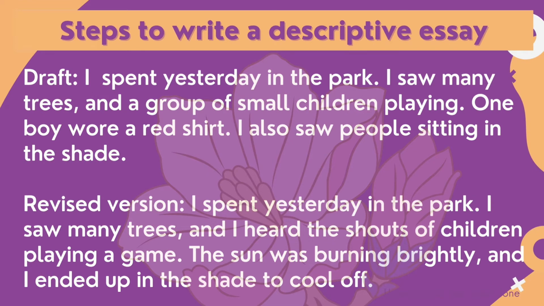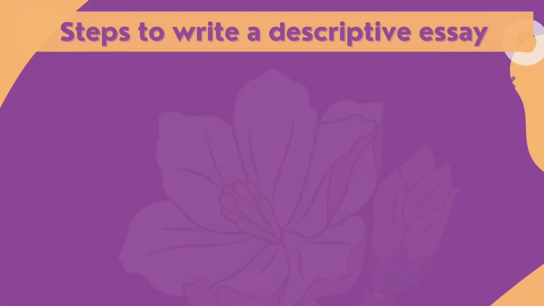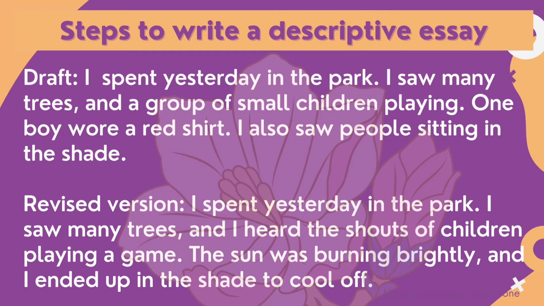Look at this example. Look at the draft. I spent yesterday in the park. I saw many trees and a group of small children playing. One boy wore a red shirt. I also saw people sitting in the shade. In writing a descriptive essay, it is very important for us to show the reader what we see.